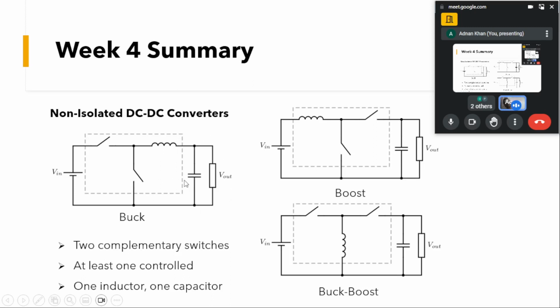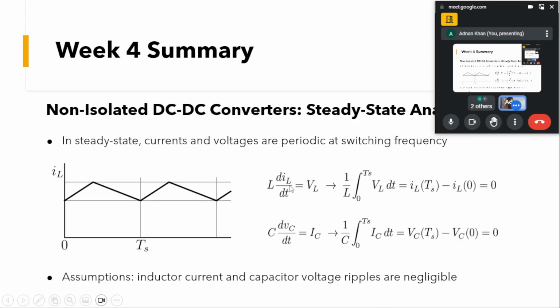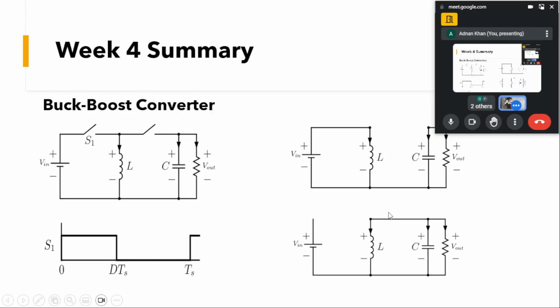Similarly, you can take the direction of the current, and then apply volt-second balance to the inductor and charge balance across the capacitor, and you can see where we derive that equation. Like for the buck converter, we have V out by V in is equal to D. This is how we solve these converters, applying equations like volt-second balance across the inductor and charge balance across the capacitor, and we come up with different equations.